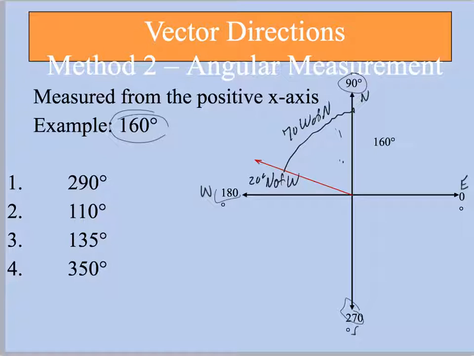So you could identify this vector as 160 degrees, you could identify it as 20 degrees north of west, or you could identify it as 70 degrees west of north. Any of those three would be acceptable. Since we're on angular measurement, that 160 is the one we should stick with for this slide. And then we can take a look at these other examples as well.